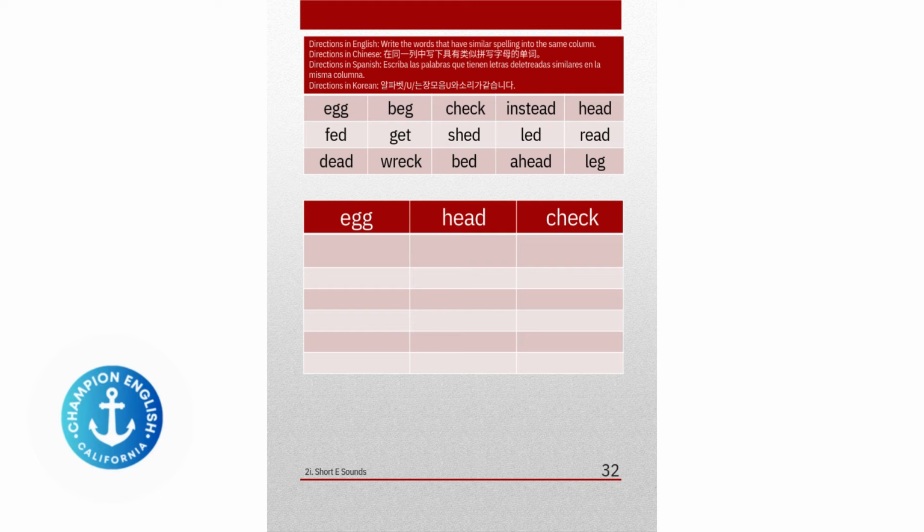I hope you've taken the time to put all of the words in the right column. Okay, let's check our papers, and I'll see you in the next page.